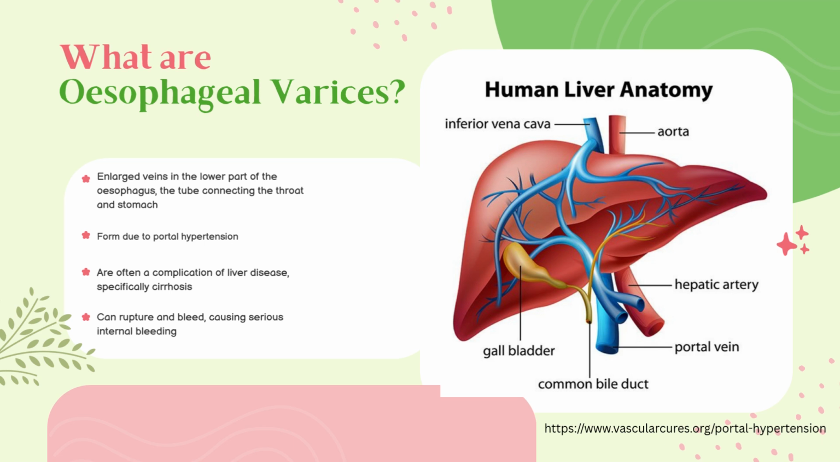The primary cause of esophageal varices is portal hypertension, a condition where blood pressure in the portal vein is abnormally high. The high pressure in the portal vein forces blood to find alternative pathways, leading to the formation of these swollen veins in the esophagus.